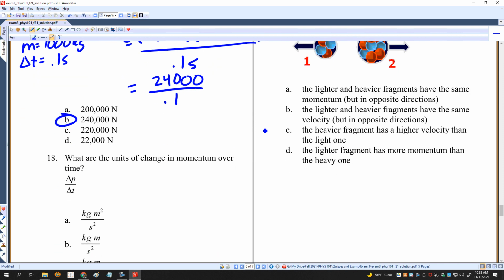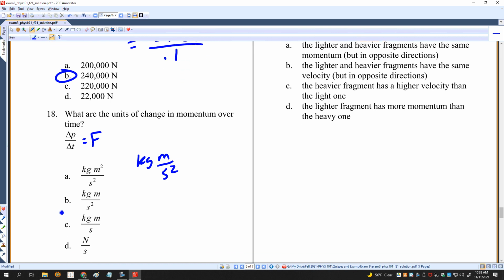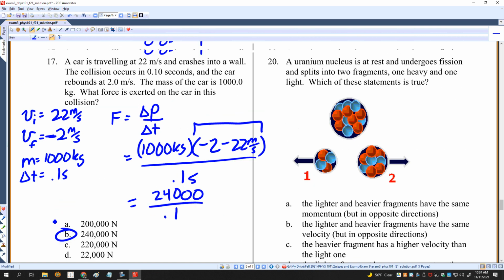What are the units of change in momentum over time? Well, gosh, we should recognize this as just a force. So that's going to be kilogram meters per second squared. That is the SI unit for Newton. So that's B. Or you could say it's mv over t. That would be kilogram meters per second, times 1 over seconds, which is the same.